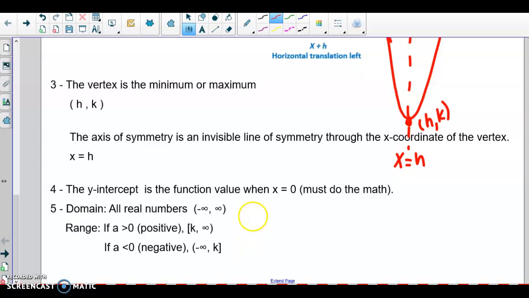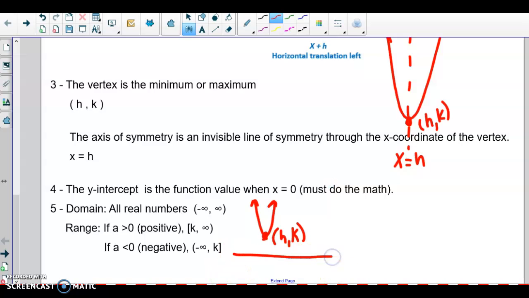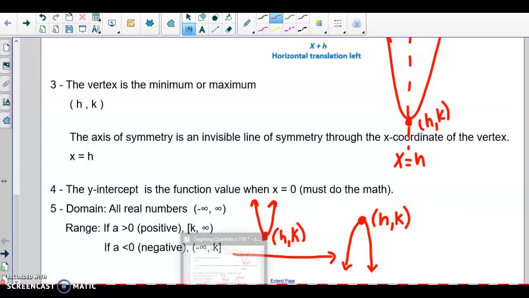If the quadratic opens up, and there's my vertex at h comma k, that means the lowest point of that range, the lowest y value is k. So k, notice k with a bracket. And the highest it goes is that arrow, which means it's going to infinity. If a is negative, that means the quadratic opened down. And my vertex now is a maximum. So the lowest y value now is negative infinity, and the highest y value now is k.